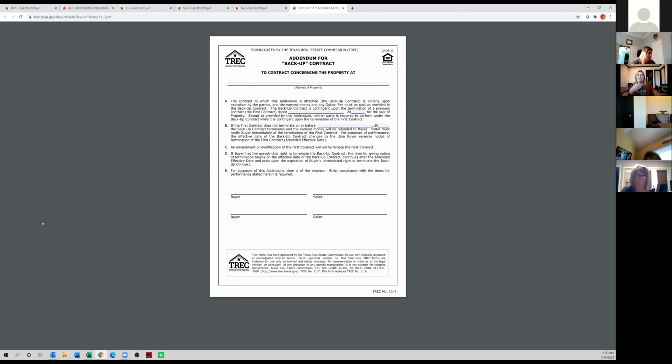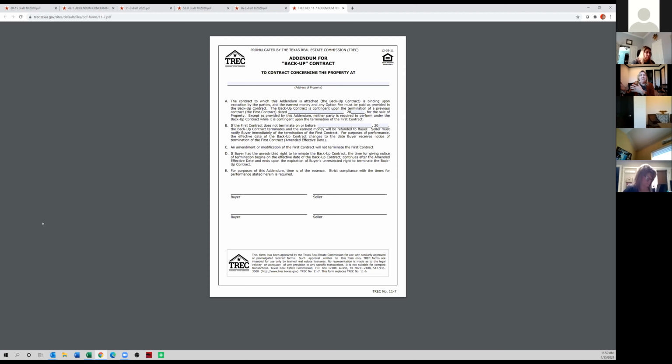And then it says the backup contract is contingent upon termination of a previous contract, the first contract dated blank for sale of the property, except as provided by this addendum. Neither party is required to perform under the backup contract while it is contingent upon the termination of the first contract. And then it says, if the first contract does not terminate on or before blank, the backup contract terminates and the earnest money will be refunded to the buyer. The seller must notify buyer immediately of termination of the first contract. For purposes of performance, the effective date of the backup contract changes to the date the buyer receives notice of termination of the first contract.